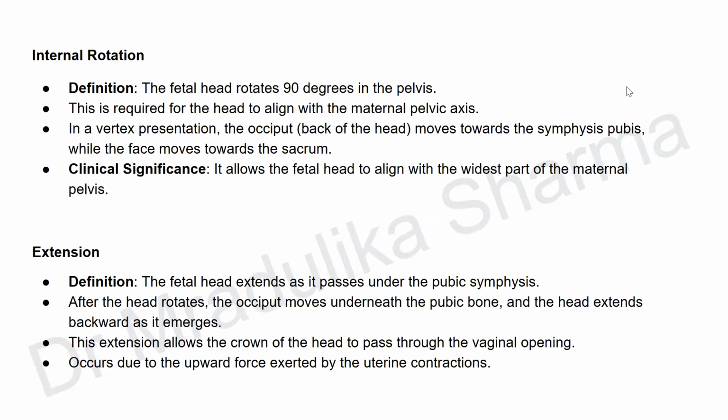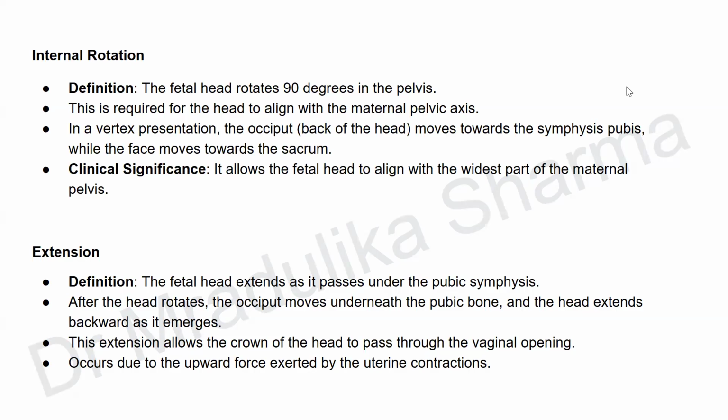Now the internal rotation. By definition, it means the fetal head rotates around 90 degrees in the pelvis. This is required for the head to align with the maternal pelvic axis. In a vertex presentation, the occiput, that is the back of the head, moves towards the symphysis pubis, while the face moves towards the sacrum. Significance: it allows the fetal head to align with the widest part of the maternal pelvis. It is required because, as we see in the maternal pelvis, the outlet diameter is greater in the anteroposterior. So from the transverse, the occiput has to come into the AP diameter to move out of the pelvis. This is the importance of internal rotation, when the fetal head rotates around 90 degrees to come into the AP diameter.